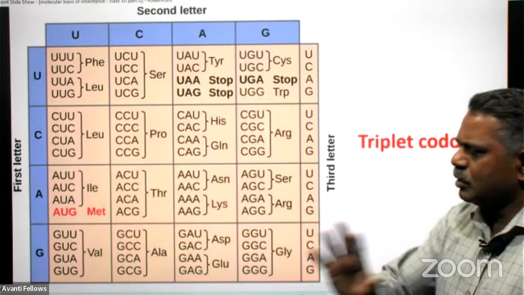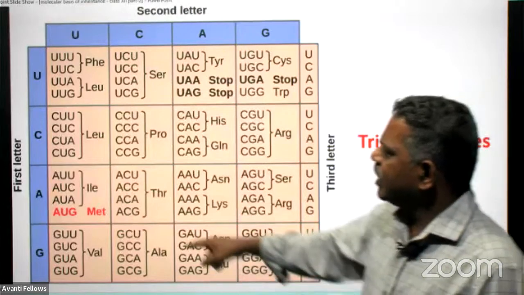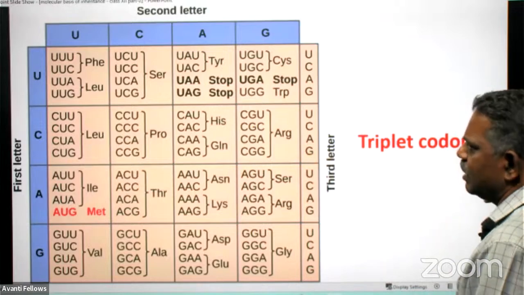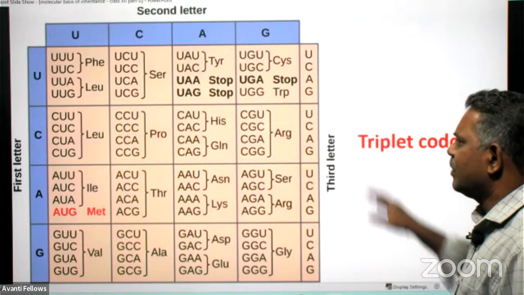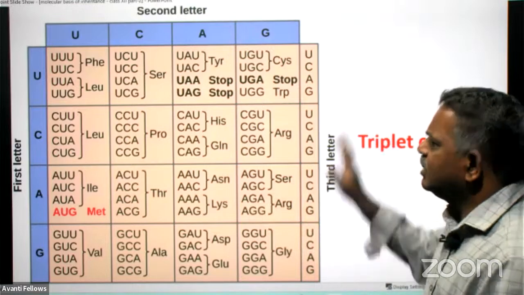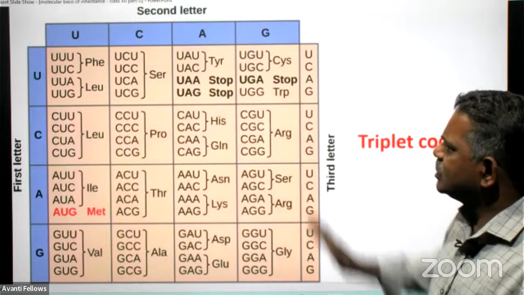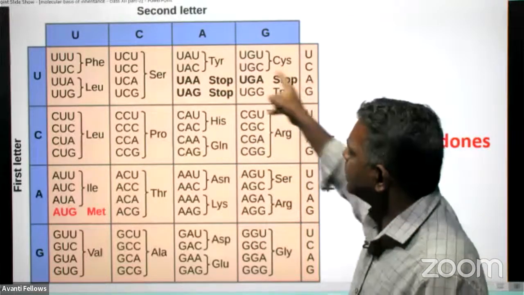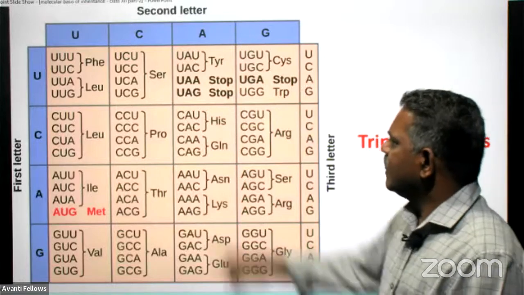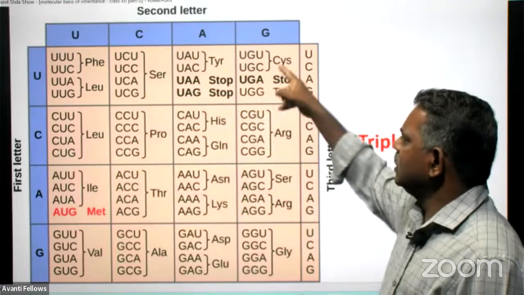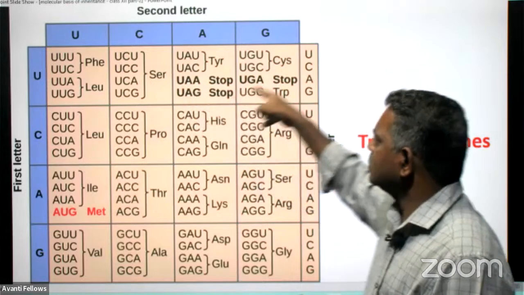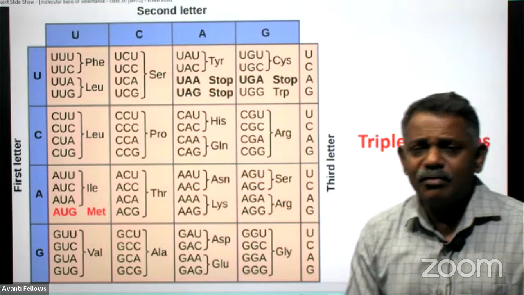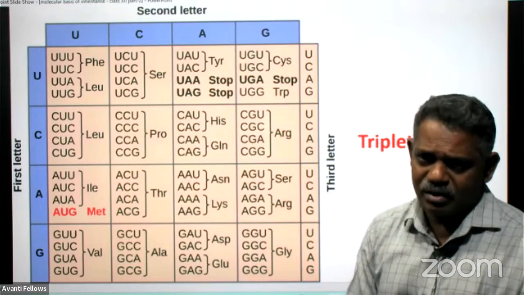There are only 20 amino acids, but you can find 64 triplet codons in mRNA. Out of the 64, see these three triplet codons, UAA, UAG, and UGA. These three triplet codons are not coding for any amino acid, and that is why we call them the nonsense codons.